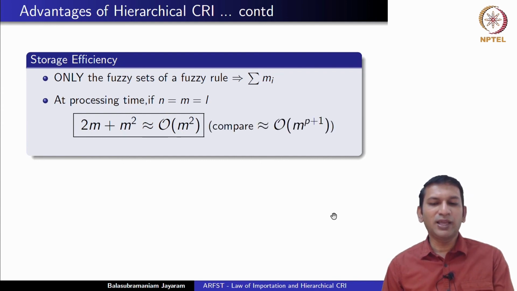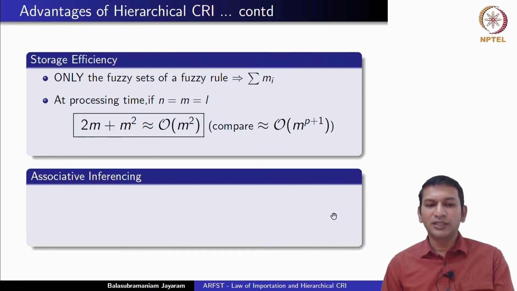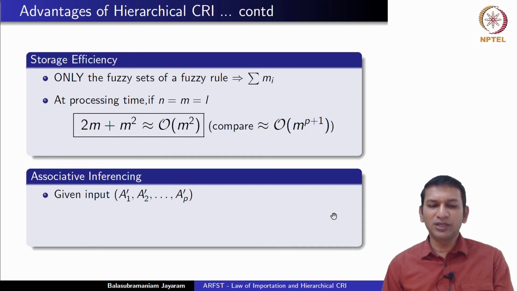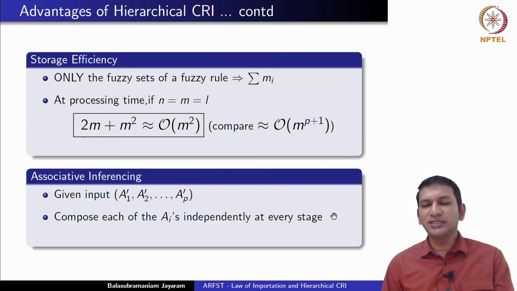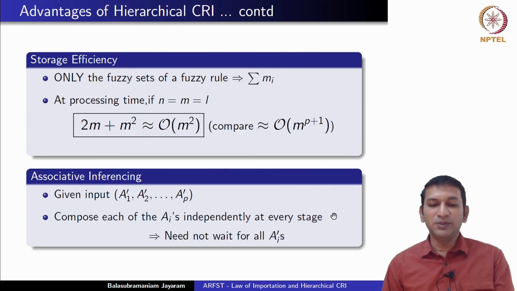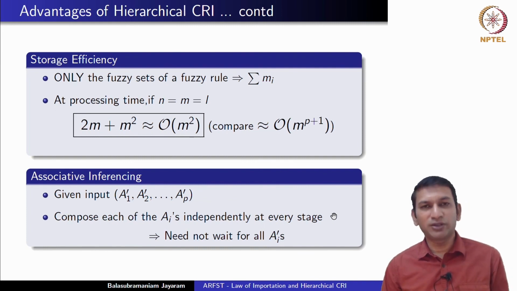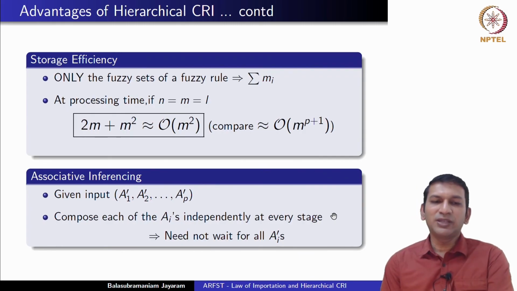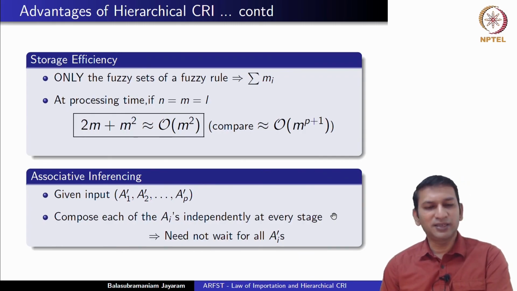Compare this with order of m power p plus 1. So that's the difference in terms of storage. This is almost m square always, and that is m power p plus 1. And quickly it saturates exponentially. Not only computational and storage efficiency are available, we also have associative inferencing. For instance, if you are given this input, we can compose each of the AIs independently at every stage, which means we need not wait for all the inputs AI dashes, and also not necessarily in that order. So these are some of the advantages of having hierarchical CRI.